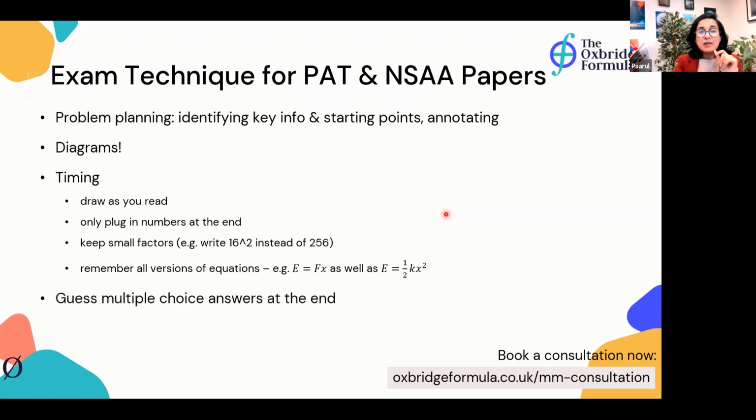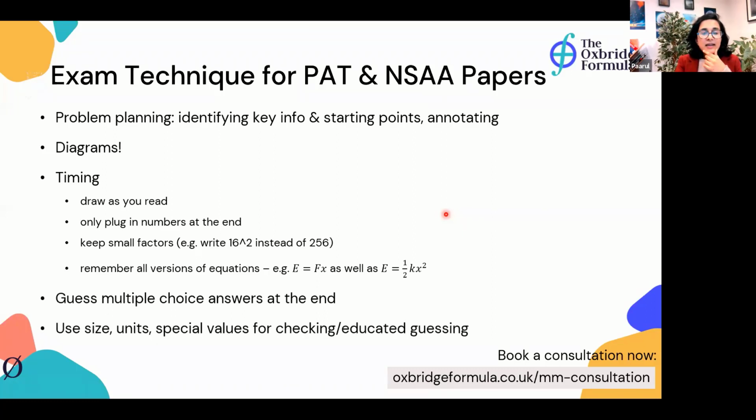And then guessing multiple choice answers at the end, as we already discussed. And also using the size: if you know roughly how big something should be, the order of magnitude of what the answer should be, you can sometimes cross out ones which are too big or too small. You can look at units, and you can even check by subbing in special values and seeing if those work. And lastly, educated guessing if you're really low on time.